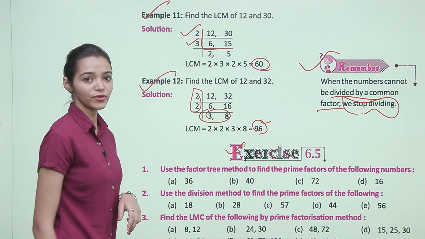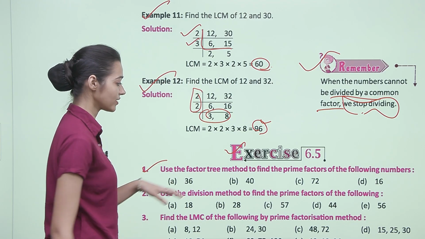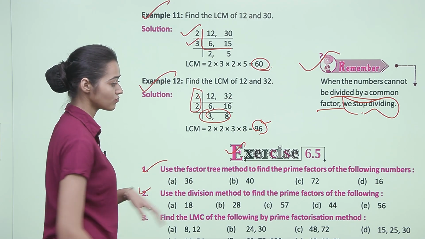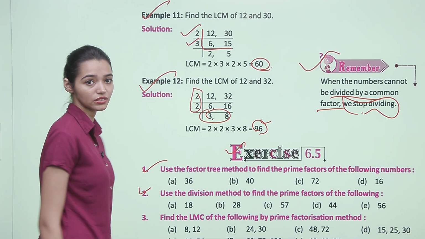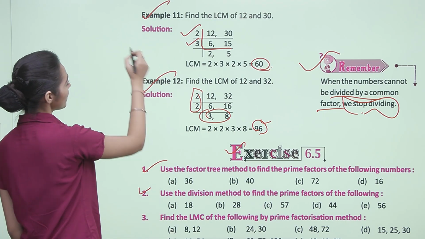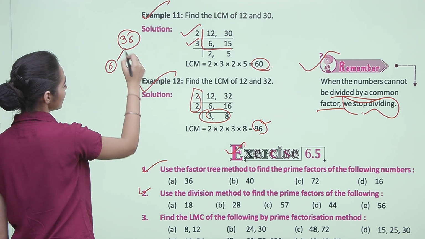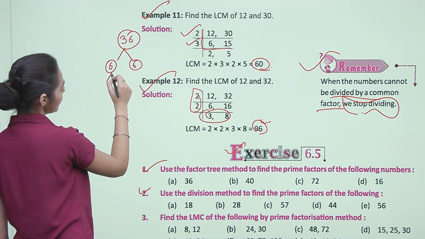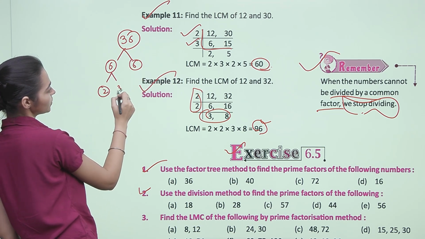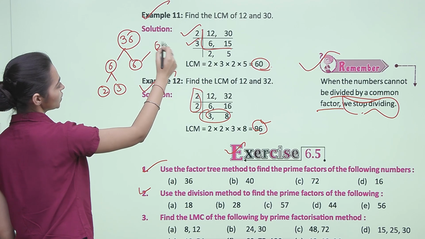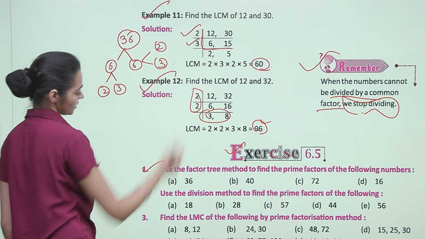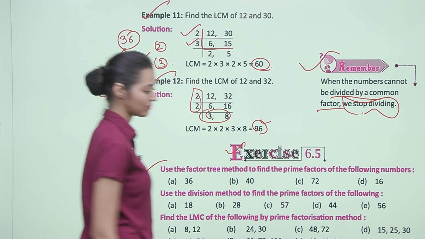Let's start with exercise 5.6. In this one we have to find the factor tree, and we have to find the prime factorization of both the numbers. So we have to find for 36. 36 is 6 into 6, then 2 and 3, and here we have again 2 and 3. That's how you can complete the remaining part.